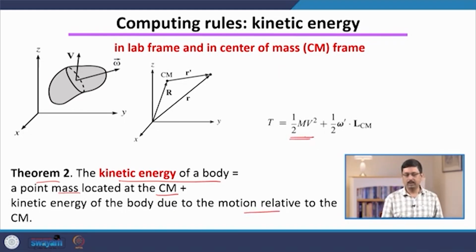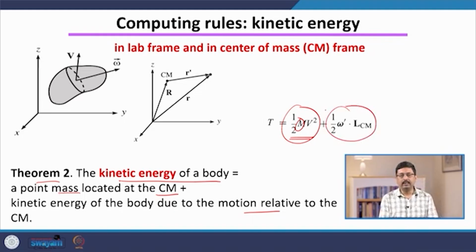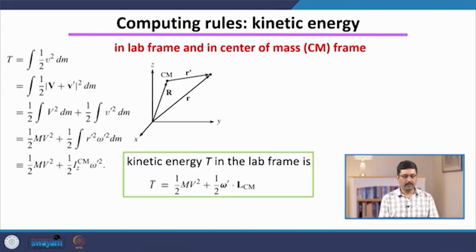The first piece denotes the motion of the center of mass, a point mass with mass capital M and velocity capital V located at the center of mass. This will have kinetic energy half M V squared, and the second part is the kinetic energy of the rotation about the center of mass. So, let us see how the second part comes in. Here I am using capital T to denote kinetic energy. Note that kinetic energy is a scalar.